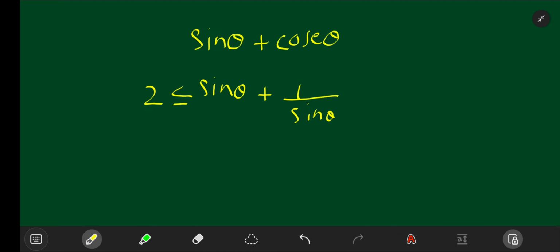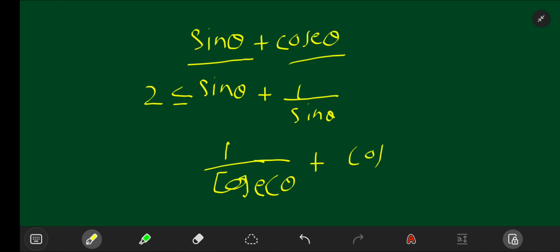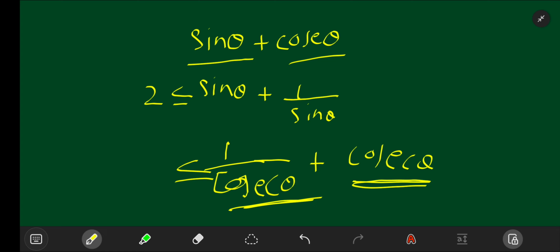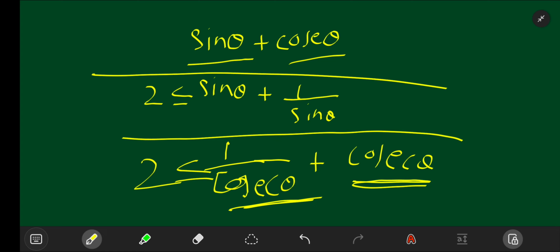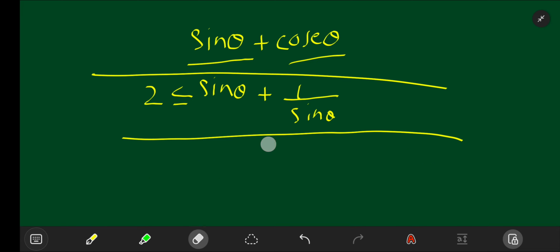No need of converting only cosec theta always. You can convert sin theta also. Sin theta can be written as 1 by cosec theta. So cosec theta plus 1 by cosec theta. Now also it is in reciprocal type, so its minimum value is also 2. Okay. Next.